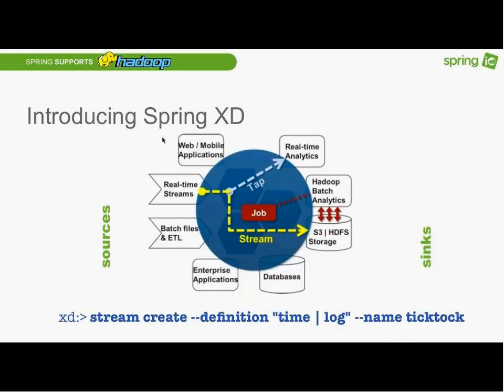Our offering in this space is something called Spring XD. Spring XD works in terms of streams. So a stream is the logical flow of data from one component to another. You can process it, you can transform it, etc. Spring XD builds on top of Spring Batch and integration.